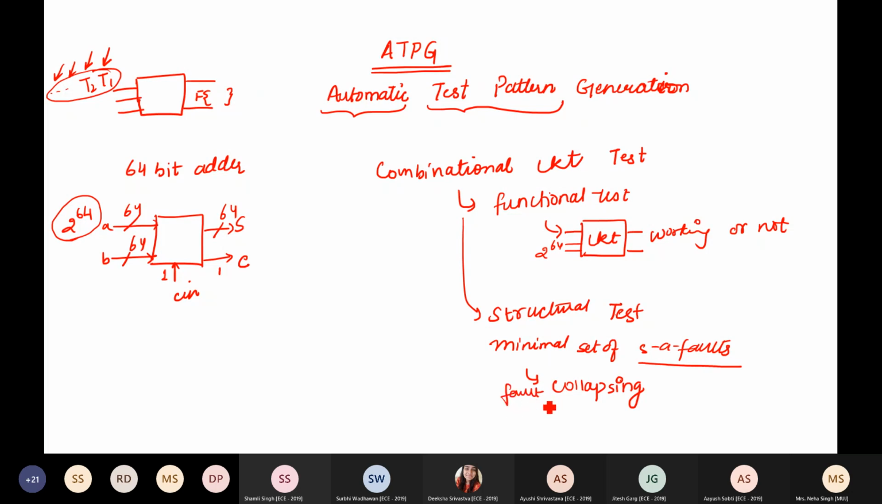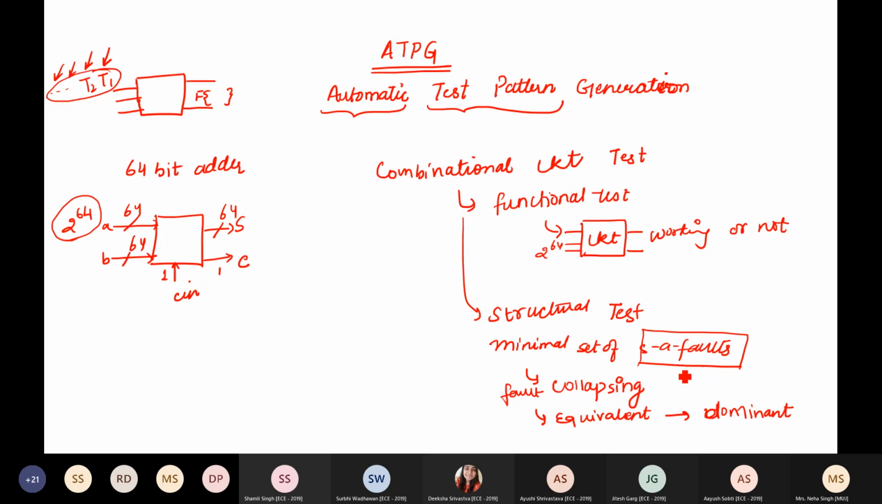What two types of collapsing did we study? Equivalence and dominance. Yes. Equivalence collapsing we will do first; whichever faults are equivalent, we will suppress those faults. And after that, what was the other? Dominant faults. The dominant faults will be suppressed. So we will get a minimal set of faults that need to be analyzed.